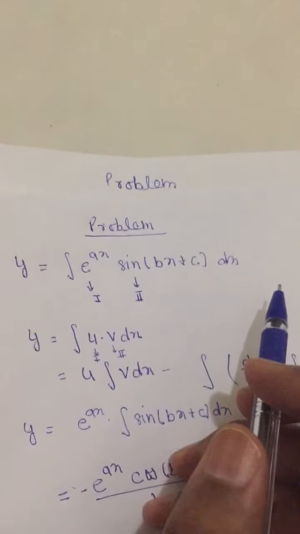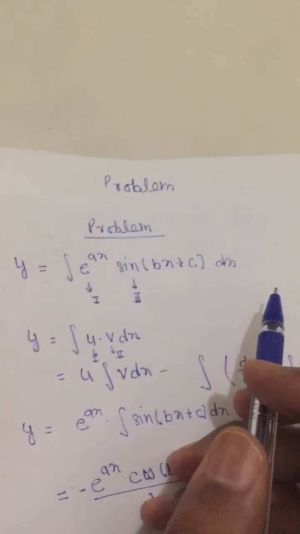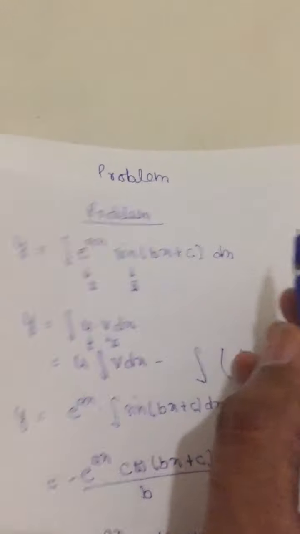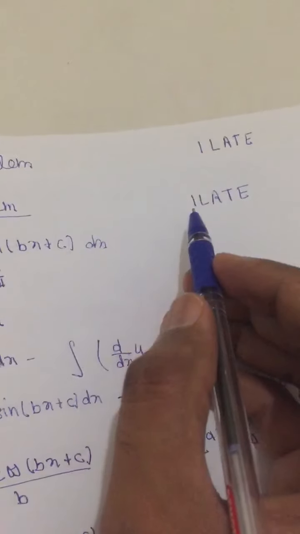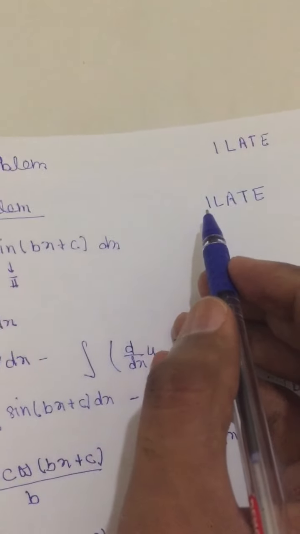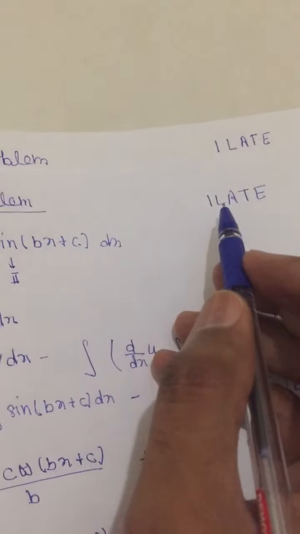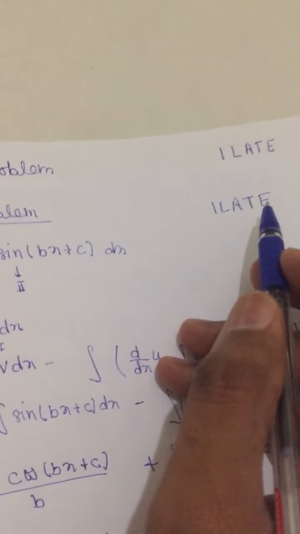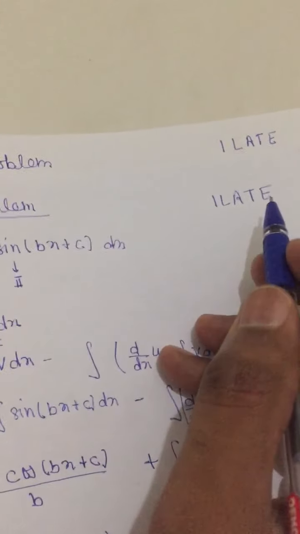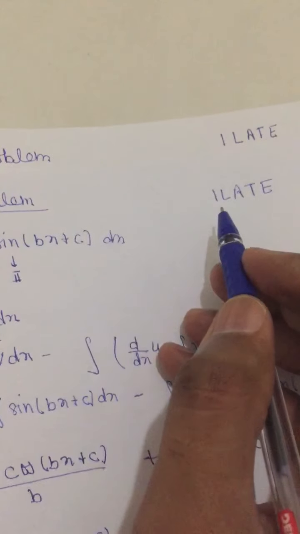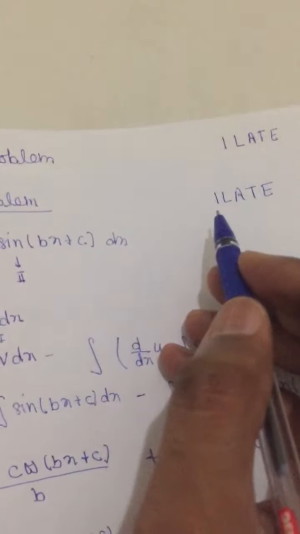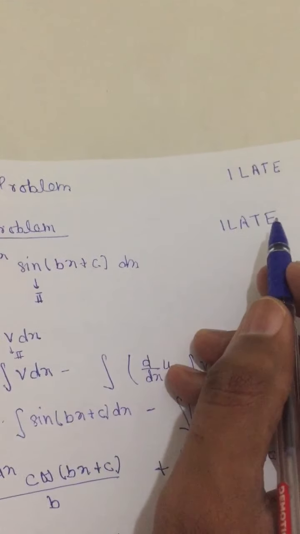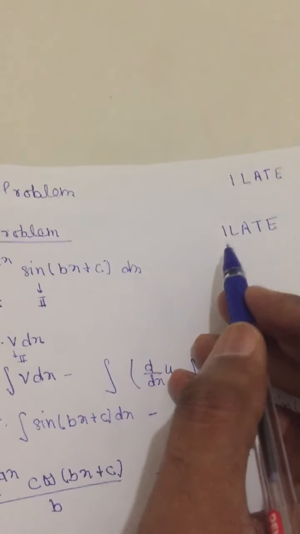We know the rule of ILATE rule. You know ILATE rule in product. I means inverse, L means logarithmic, A means algebraic, T means trigonometry, and E means exponential function. These are the five functions. We will take the functions in that sequence: first, second, third, fourth, fifth, like this.